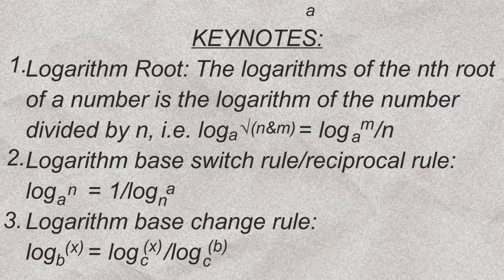The fifth keynote says logarithm base switch rule, or reciprocal rule. When we have a log of n base a, it can be equal to 1 over log of a base n. So do you notice that the base and the argument are switched? That is exactly what the rule is all about. We'll look at rule 6, logarithm base change rule. That rule says we have log of x base b, it can still be equal to log of x base c all over log of b base c.